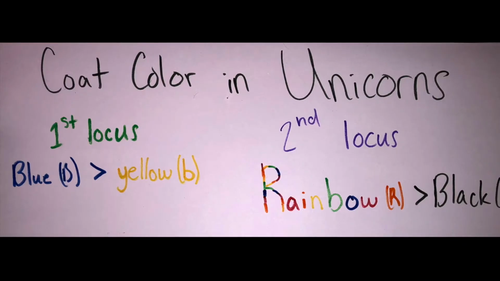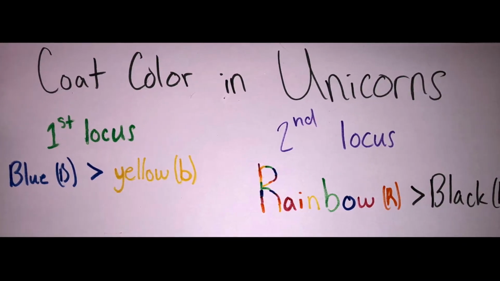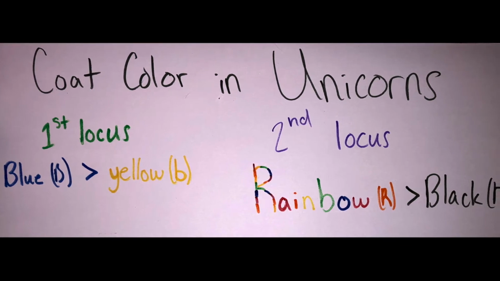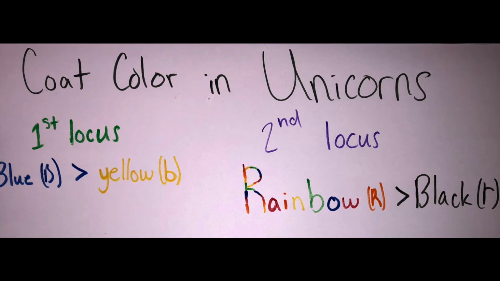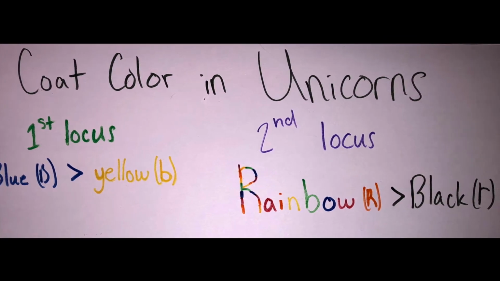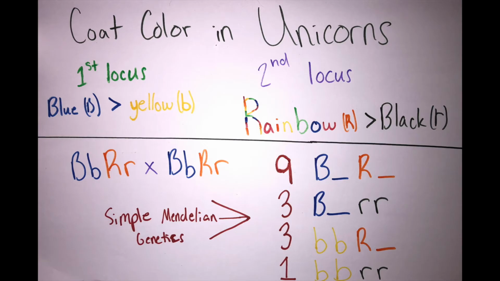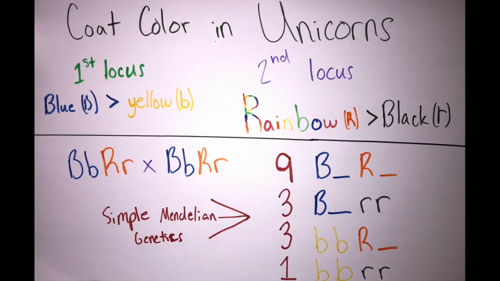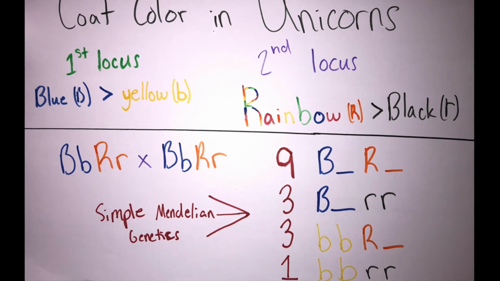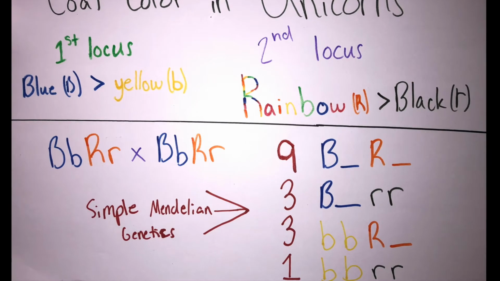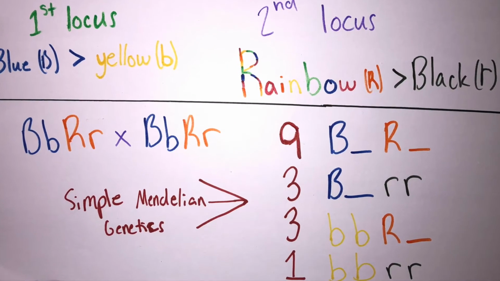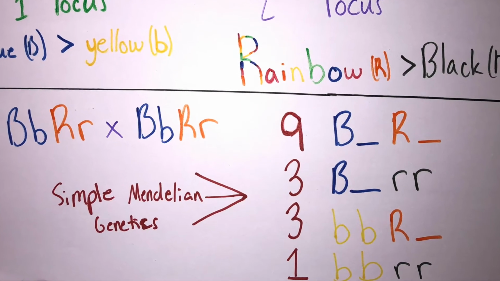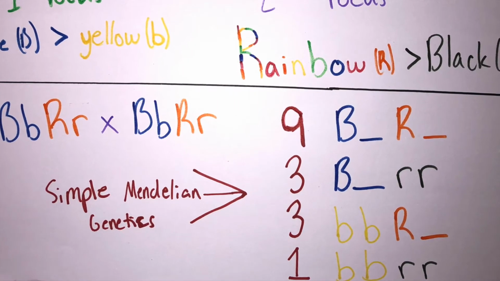For example, this is a model of a single recessive epistatic pathway using the fictitious example of coat color in unicorns. The first locus, blue, is dominant to yellow, which would be considered the colorless option in real organisms. The second locus, rainbow, is dominant to black. If we do a traditional dihybrid cross, we can follow the pathways to determine the expected phenotypic proportions and compare them to Mendelian proportions of 9, 3, 3, and 1.